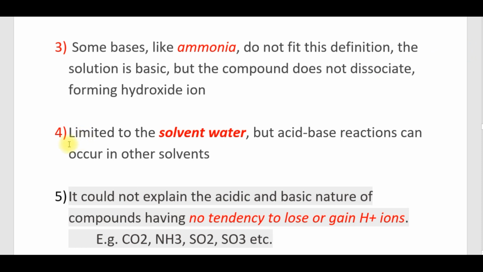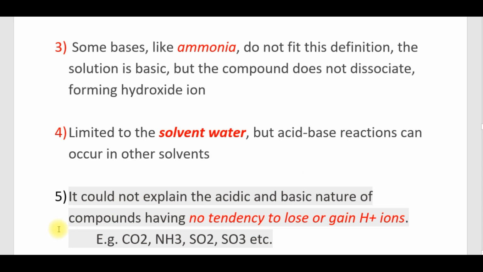Next, it is limited to the solvent water, but acid-base reactions can occur in other solvents. Different solvents can be used in chemistry, and water is only one of the solvents used. There are other solvents in which acid-base reactions can occur. For other solvents, the Arrhenius theory is not applicable.